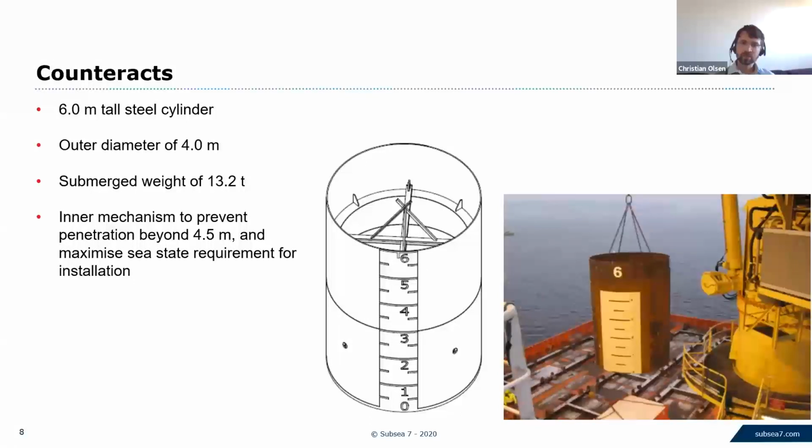So this is the counteract. The project has been completed, of course, many years ago. They were cylinders, 6 meters high, 4 meters diameter. And then we put in an inner mechanism to stop it from penetrating. If we were to hit these 1 kilopascal type soils, then they would have just disappeared without this inner mechanism here. And some pictures here from the actual offshore campaign with the counteracts.